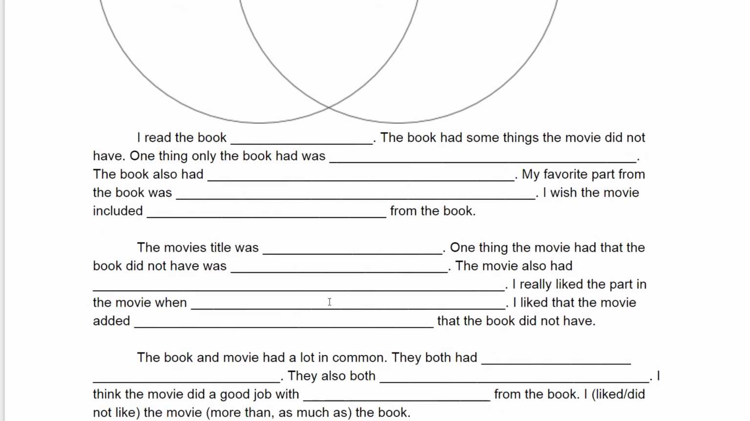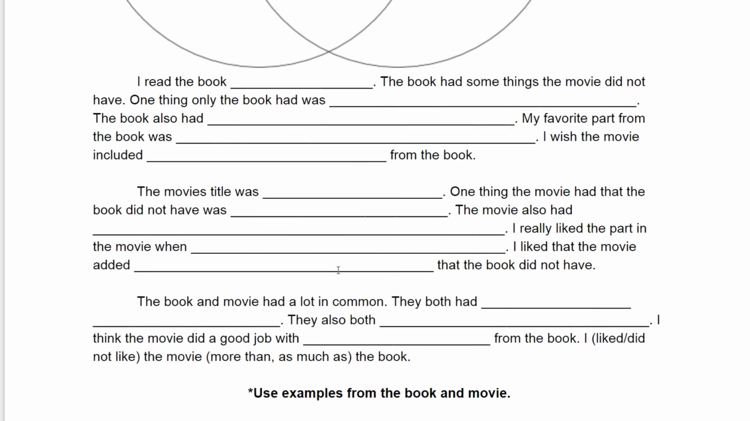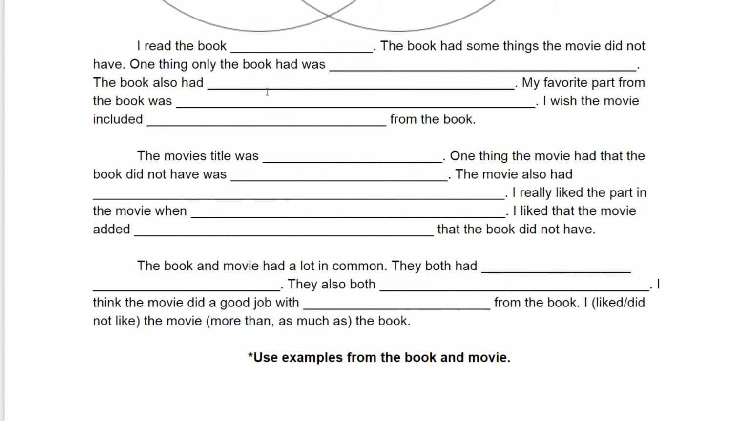If you scroll down, you see that I have given you the structure of the paragraphs with blanks. So I read the book blank, The Witches. The book had some things that the movie did not have. One thing the book had was blank. The book also had blank. My favorite part from the book was blank. I wish the movie included blank from the book.